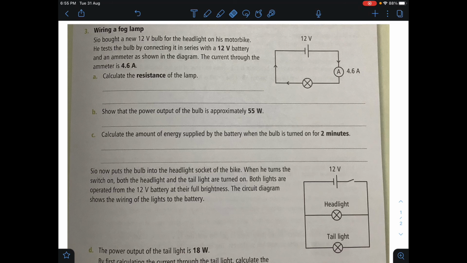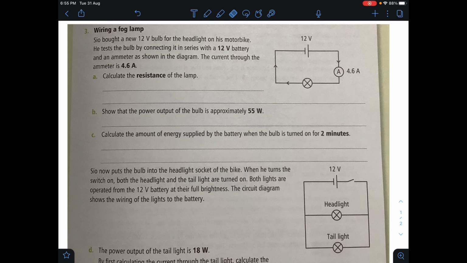Okay, so we're on to the last example, which is wiring a fog lamp. It's quite a long example, so please bear with me. Okay, CEO bought a new 12-volt bulb for the headlight on his motorbike. He tests the bulb by connecting it in series with a 12-volt battery.